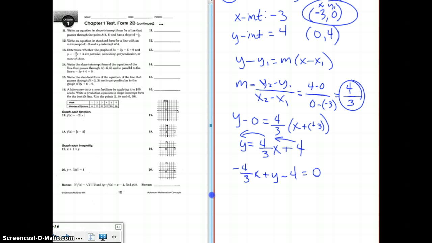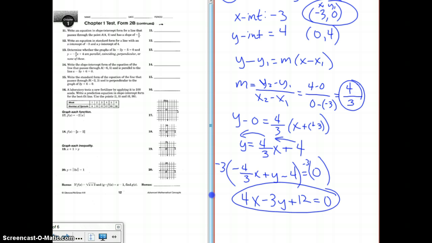And we said our rules for standard form were that we didn't want any rational numbers, or at least fractions. So no fractions or decimals, only integers, and that the first coefficient has to be positive. So to help me with all of that, I'm going to multiply both sides of the equation by negative to get rid of the negative, and a denominator of 3 to get rid of my denominator. The result is going to be 4x minus 3y plus 12 equals 0. That's my standard form.